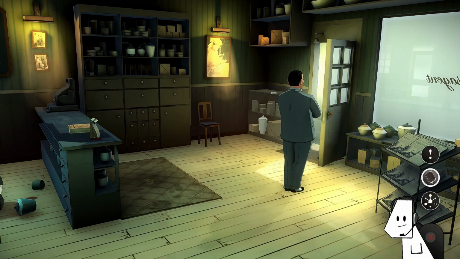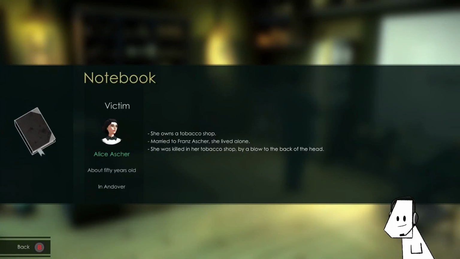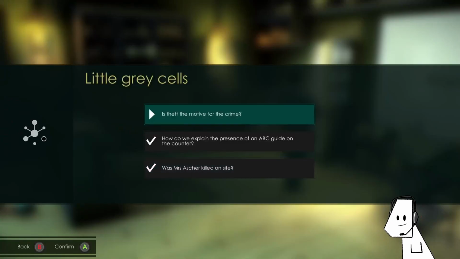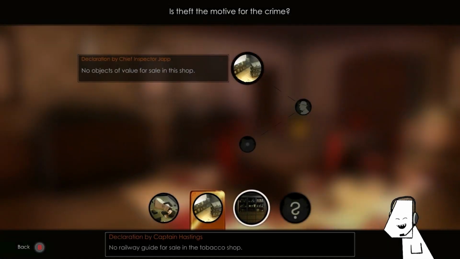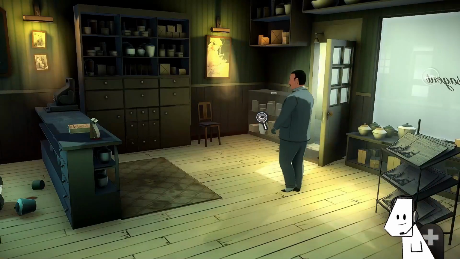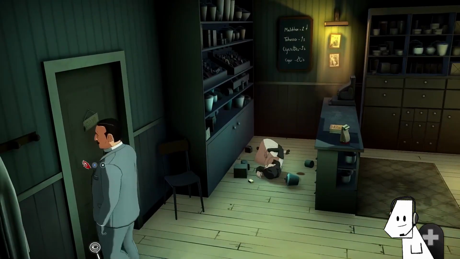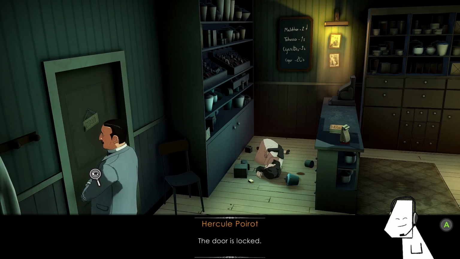So we still have inspect the crime scene. We don't really have anything new in the notebook. We need to rule out theft as the motive for the crime. We need one more clue, which means there's got to be something that will indicate that theft is not the motive. Ooh. The door is locked.